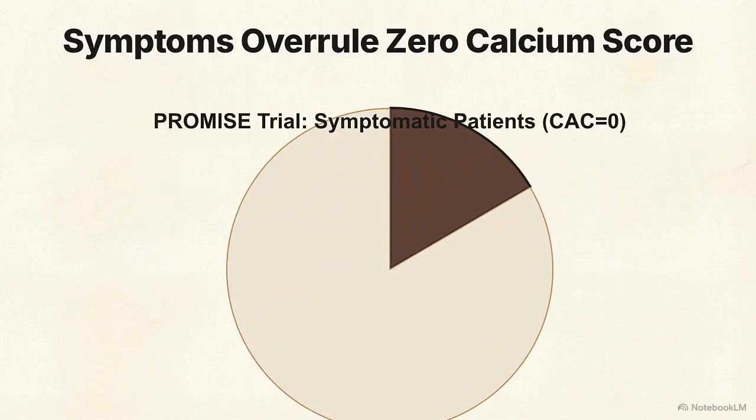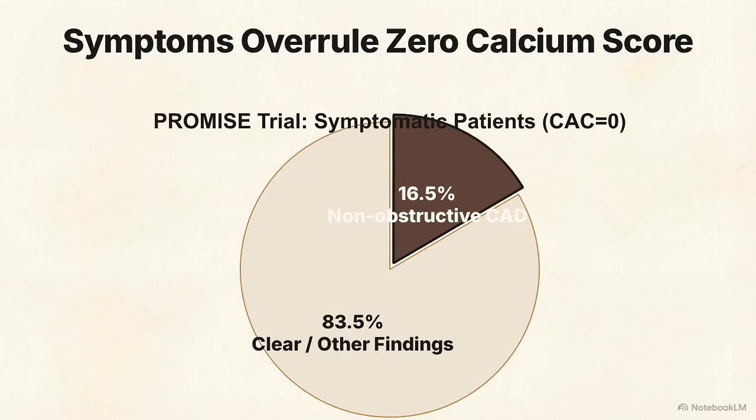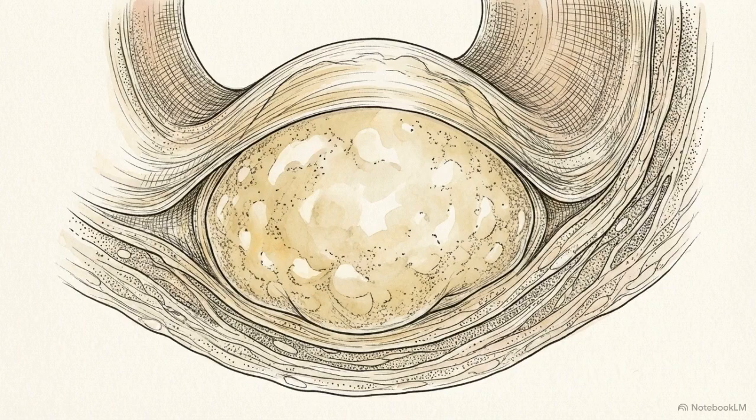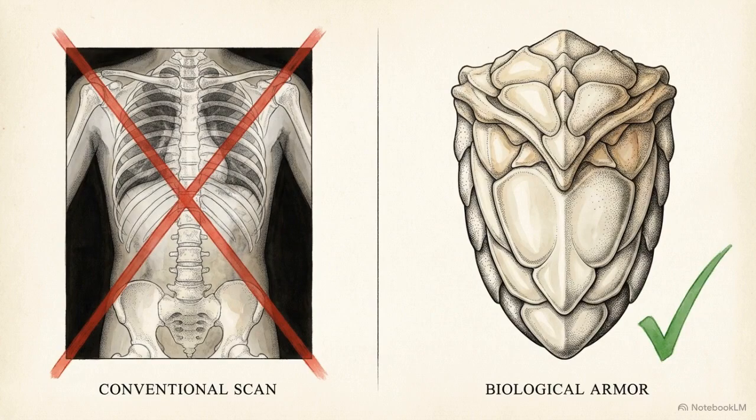Among symptomatic patients with a score of 0, 16.5% were found to have non-obstructive coronary artery disease when checked with more advanced imaging. Symptoms are often the primary indicator that non-calcified, rupture-prone plaque is present and actively causing a lack of blood flow to the heart. This is why the 2021 AHA and ACC guidelines for chest pain changed the standard of care. For evaluating acute coronary syndrome, the recommendation is now CCTA, not calcium scoring.